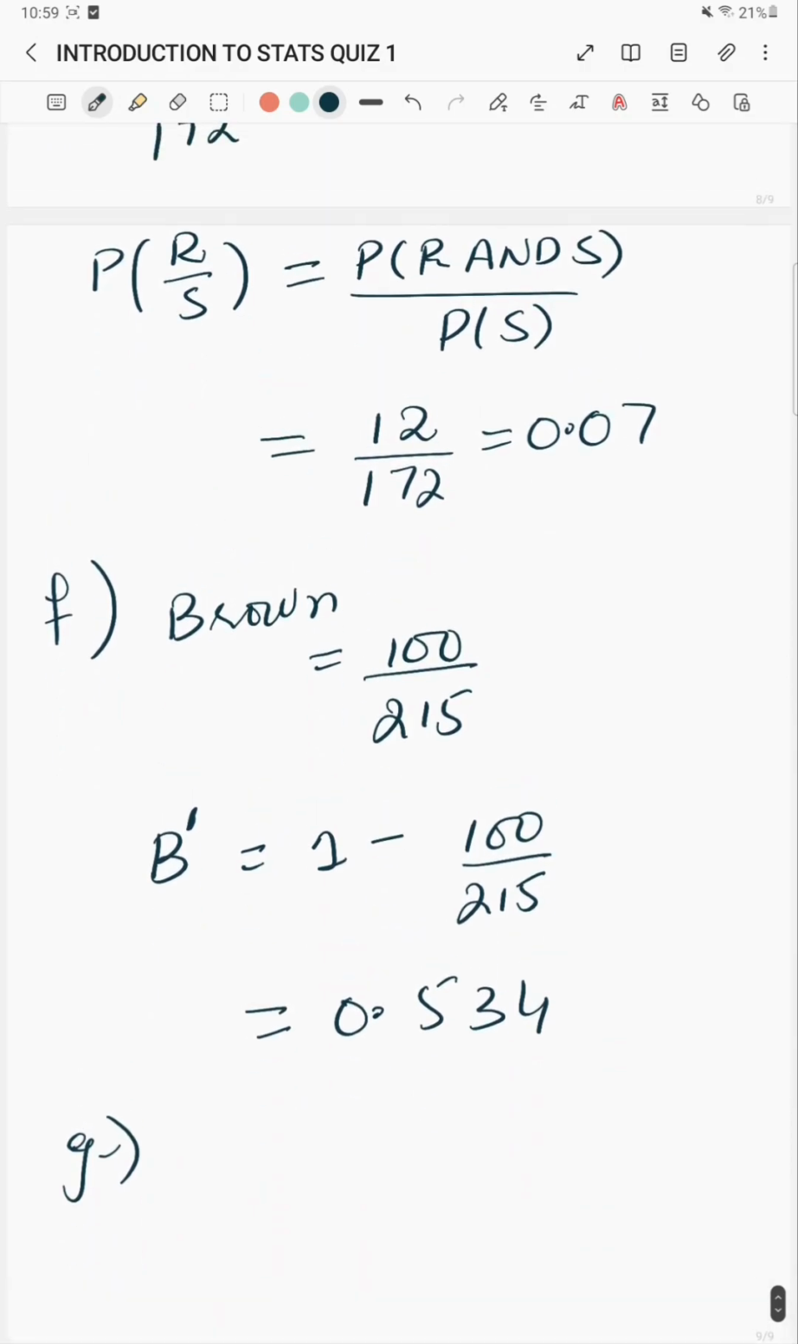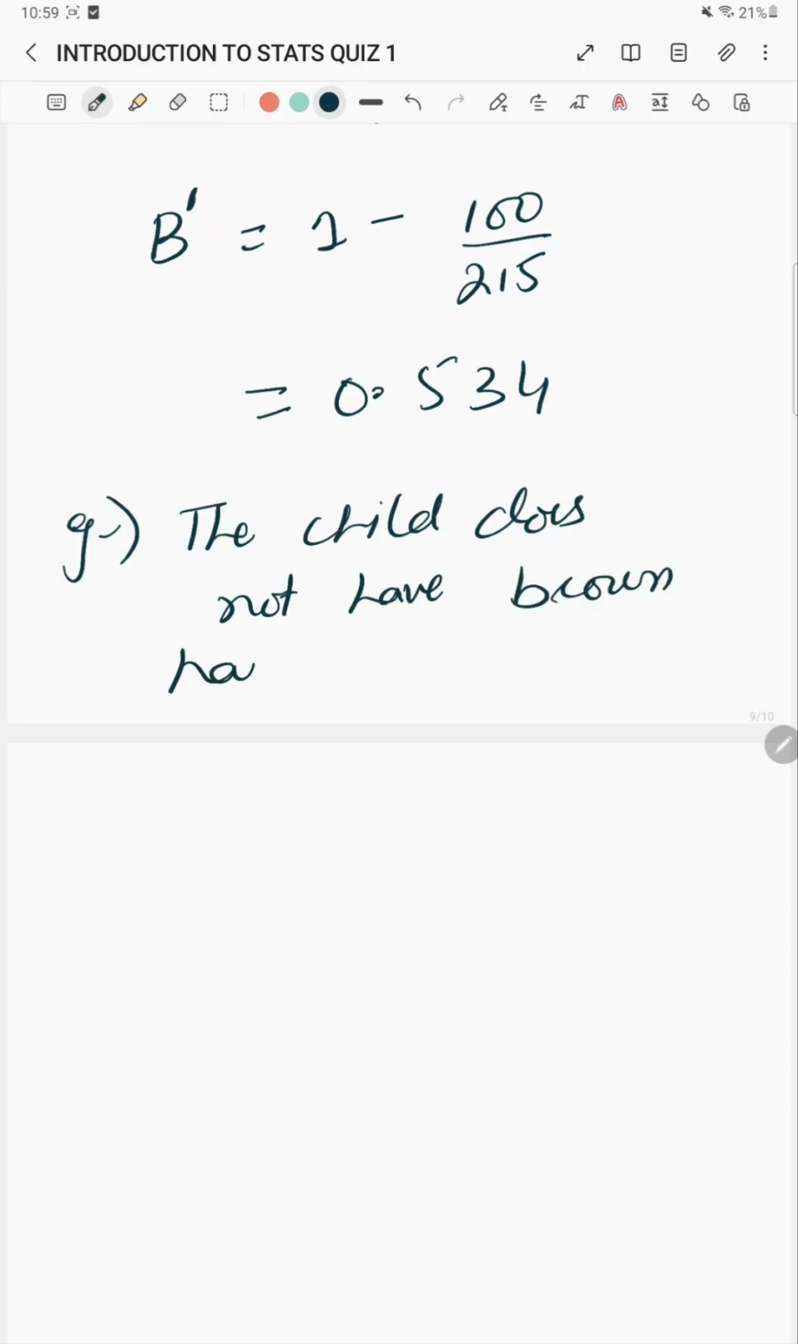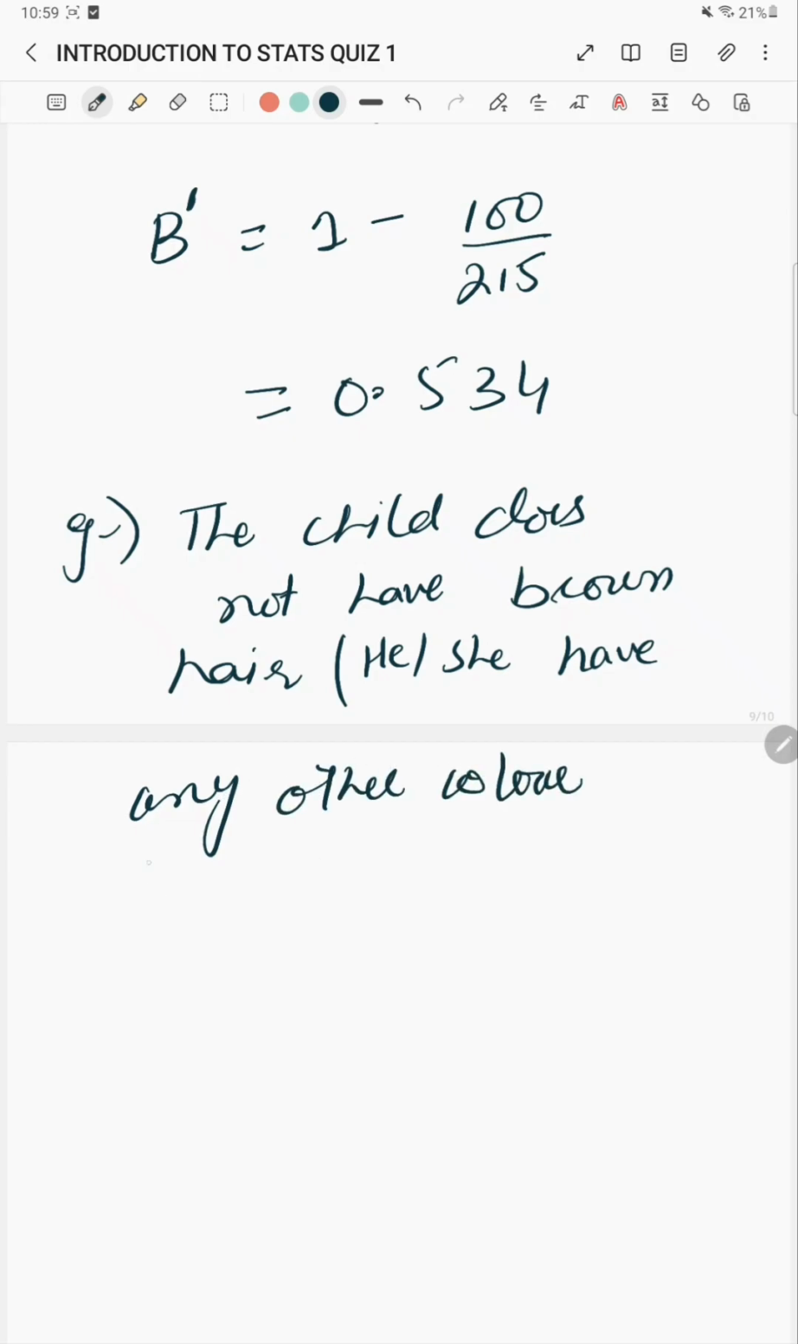The last question. In words, what does the complement of B mean? B means brown hairs and complement of B means the child does not have brown hairs, because complement means the thing which is not there. So the child does not have brown hairs, he or she can have any other color excluding brown hair.